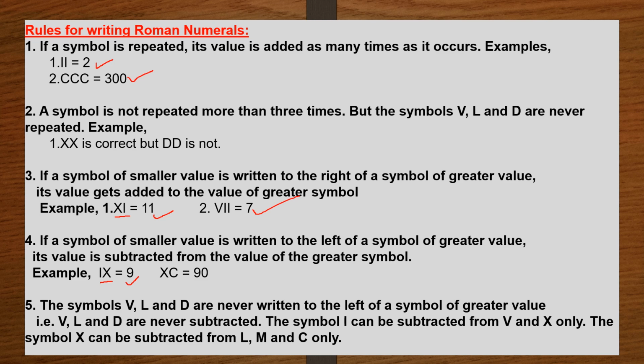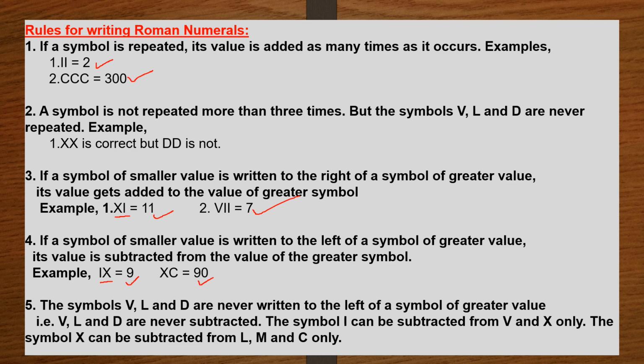Here, XC. The value of X is 10 and the value of C is 100. So, 100 minus 10, which is 90.